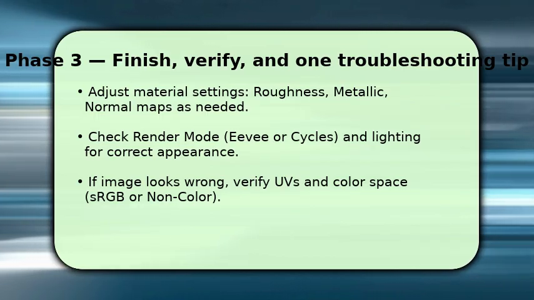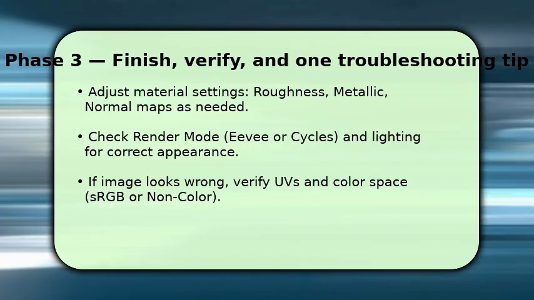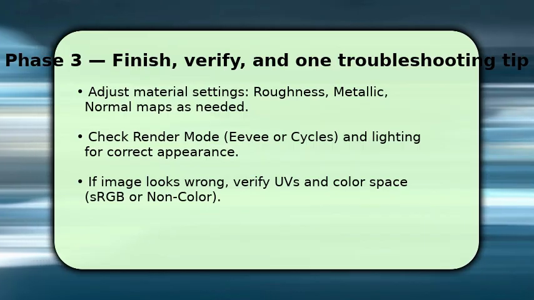If things go wrong, colors shift, seams show, or the image is blurry, pause and inspect the UVs and image texture node. Confirm color space is sRGB for color maps and Non-Color for data maps.